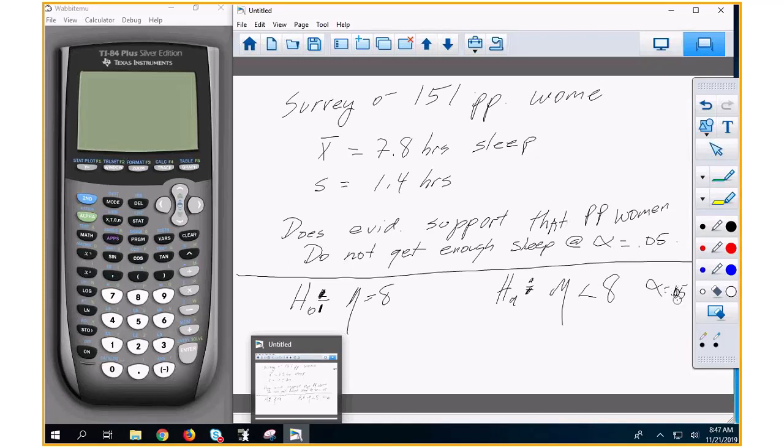Now this is a p-value test, so is that an important number? Yes, you're going to compare your p-value to that 0.05. So it's got to be less than or greater than a nickel. Everybody with me? Now, you can go ahead and do the t-test because half of you don't have a table. So the t-test is going to be t is equal to 7.8 minus 8 over 1.4 divided by the square root of 151.